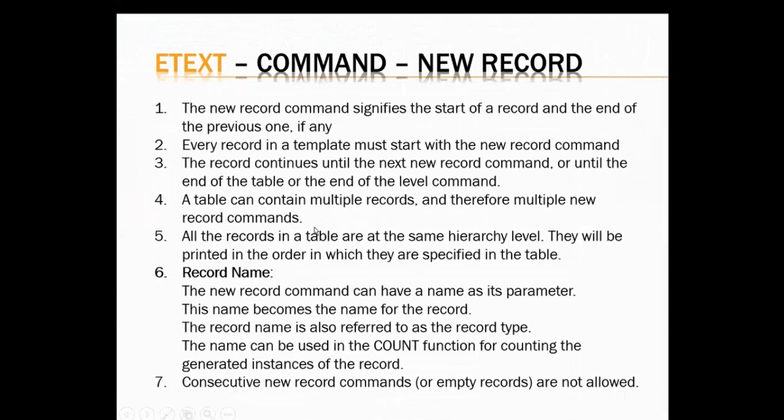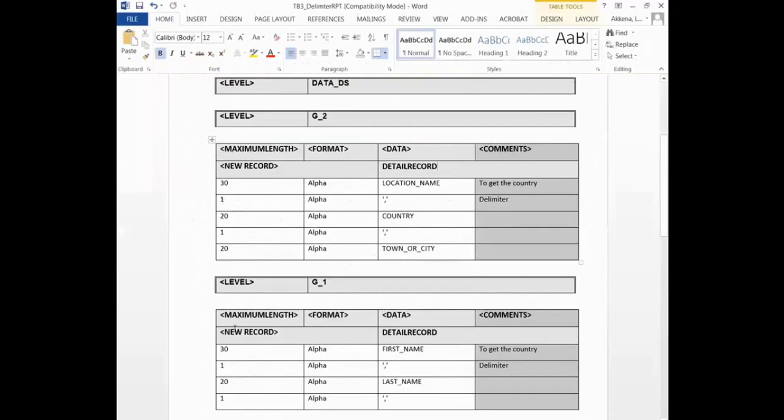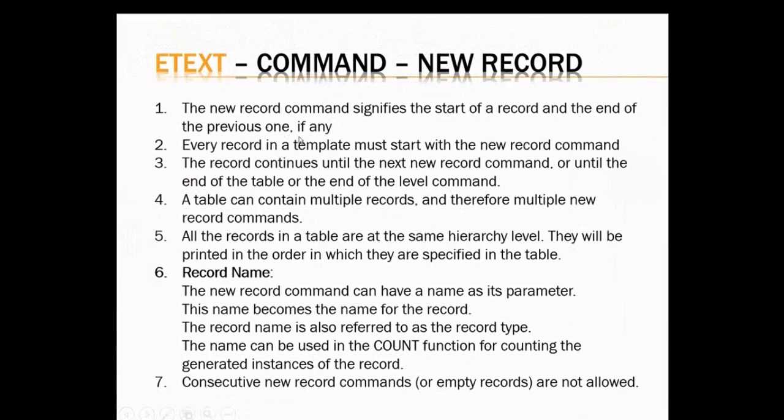I have given some more information about what a new record is. This new record signifies the start of a record and the end of the previous one. Every record in a template must start with a new record command. That's what we have seen. The record continues until the next new record command, or until the end of the table or level command. A table can contain multiple records and therefore multiple new record commands. All the records in a table are at the same hierarchy level. That is more important. And they'll be printed in the order in which they're specified in the table.